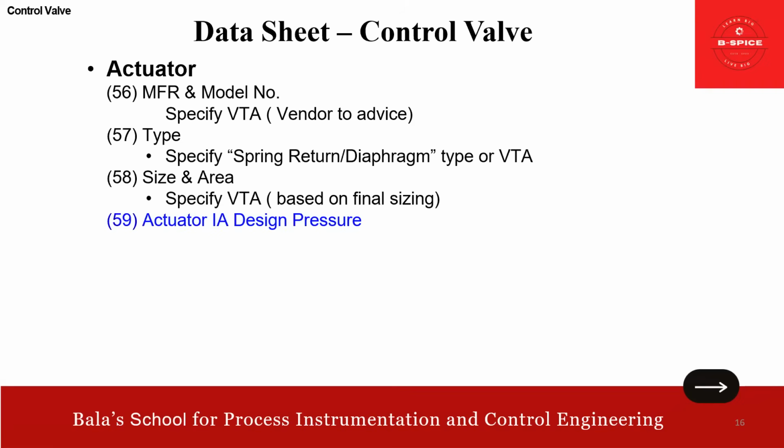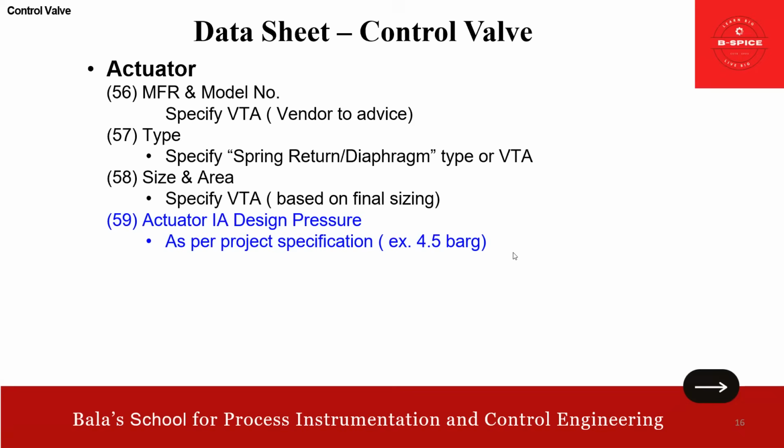Okay. Then we have the actuator IA design pressure, instrument air design pressure. This one again I put in blue font. Normally they don't specify it in the data sheet, but it is better to have it. Good to have, not must to have, good to have. So it should be based on the project specification. For example, 4.5 bar G.